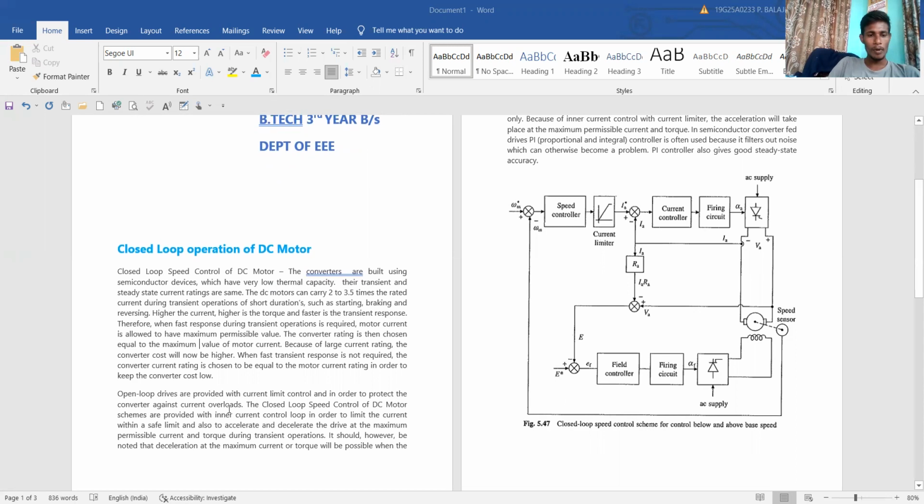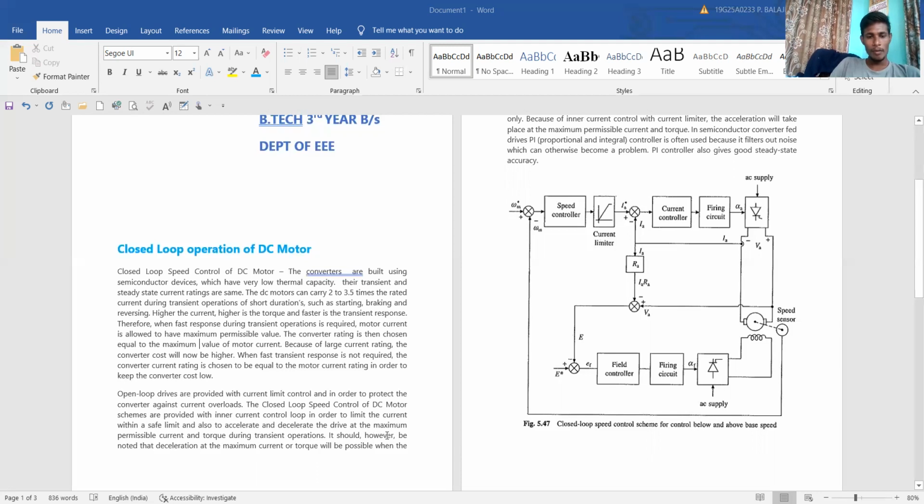against current overloads. The closed loop speed control of DC motor is provided with an inner current control loop in order to limit the current within a safe limit and also to accelerate and decelerate the drives at the maximum permissible current and torque during transient operations.